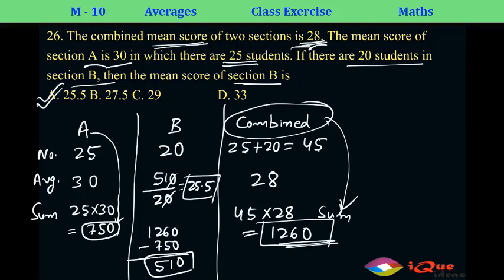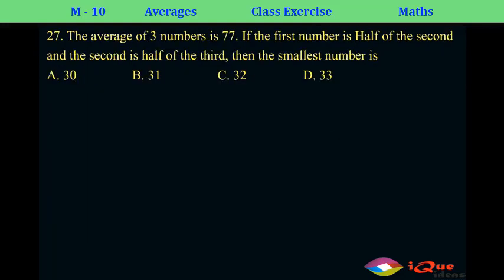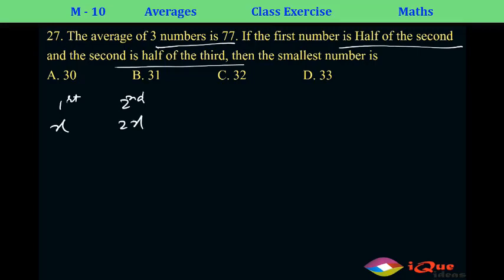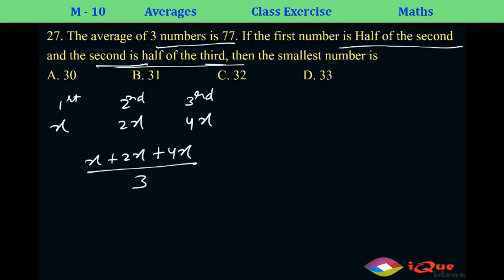Alright. Now let's go to the next question. Now this question. The average of three numbers is 77. If the first number is half of the second number and the second number is half of the third number. So let's assume that the first number is x. That means the second number has to be 2x because the first one has to be half of the second one. That means the third number has to be 4x because the second itself is half of the third, right? And their average will be x plus 2x plus 4x divided by 3. And this is given to be 77. So it is 7x upon 3 equal to 77.